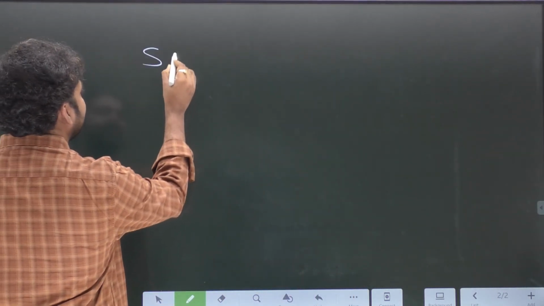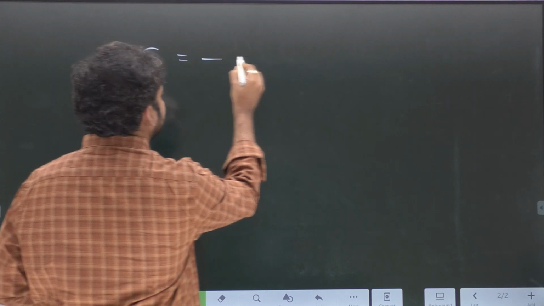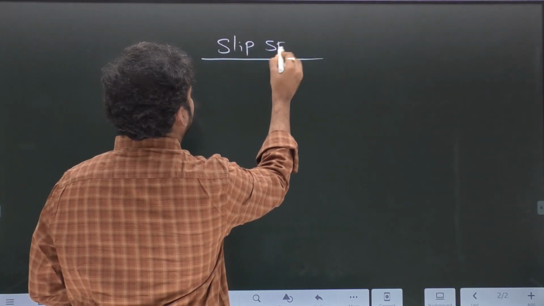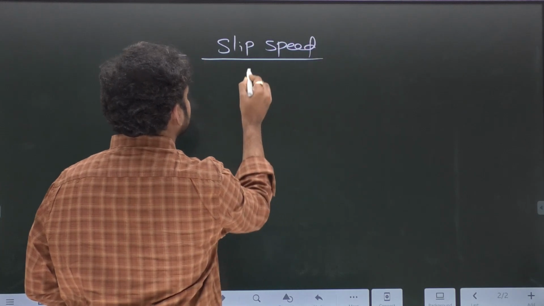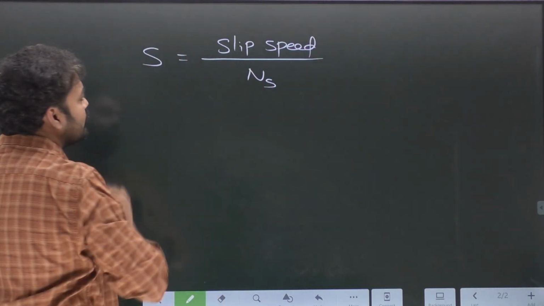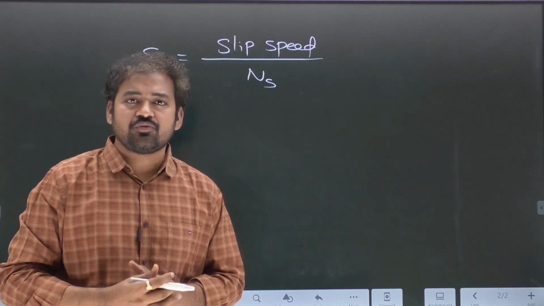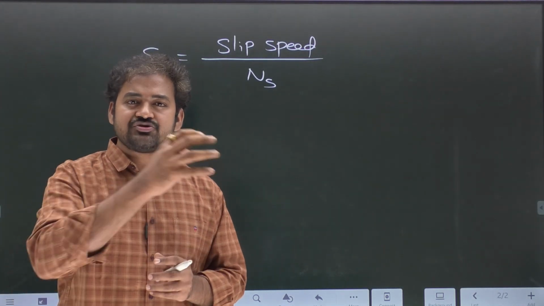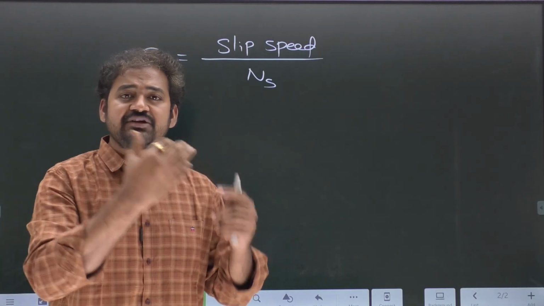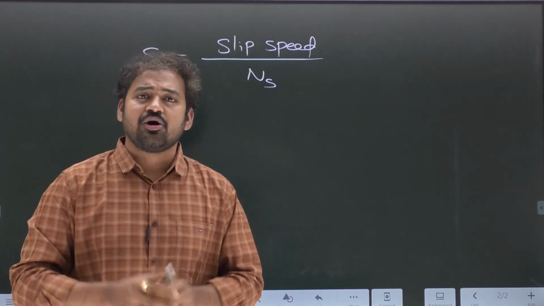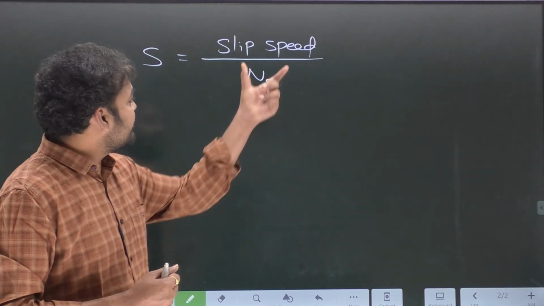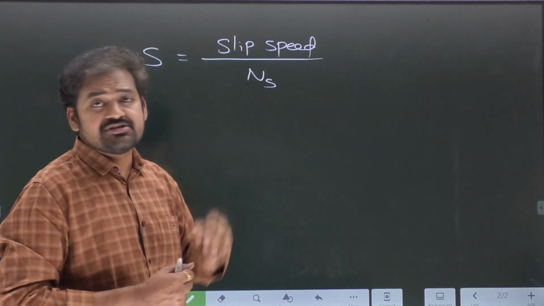Remember, the per unit slip of an induction motor is the ratio between slip speed and synchronous speed. This is a per unit quantity. Slip is always a per unit quantity. And we know that a per unit quantity is the ratio between actual quantity and base quantity, where actual quantity and base quantity are of the same unit. So slip is defined as the ratio between slip speed and synchronous speed.